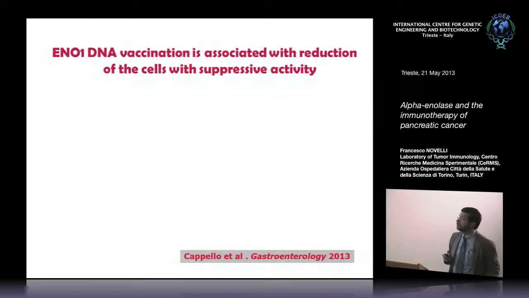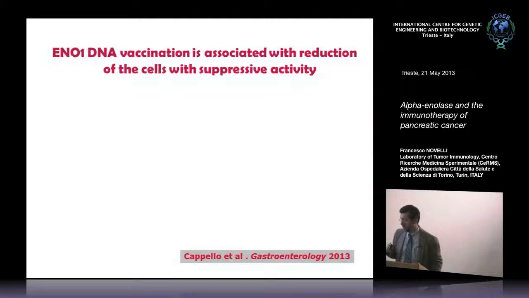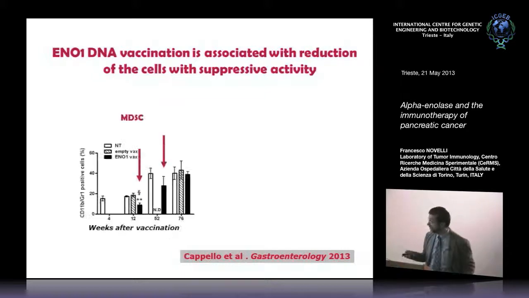Another very important point is what happened in cells that negatively regulate the immune response. So we looked at this subset of cells called myeloid-derived suppressor cells, which are cells of myeloid origin that infiltrate the tumor tissue and block the proliferative activity of T cells.